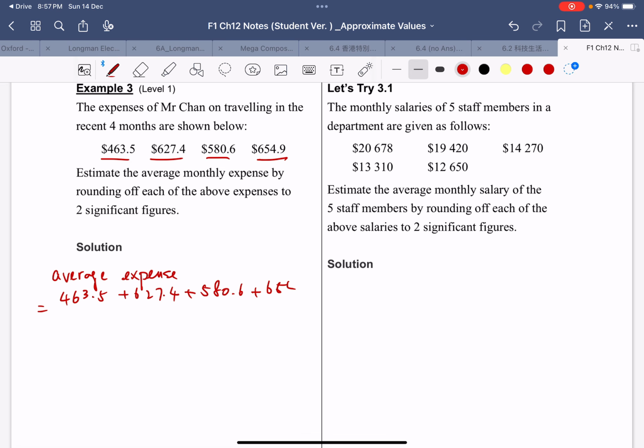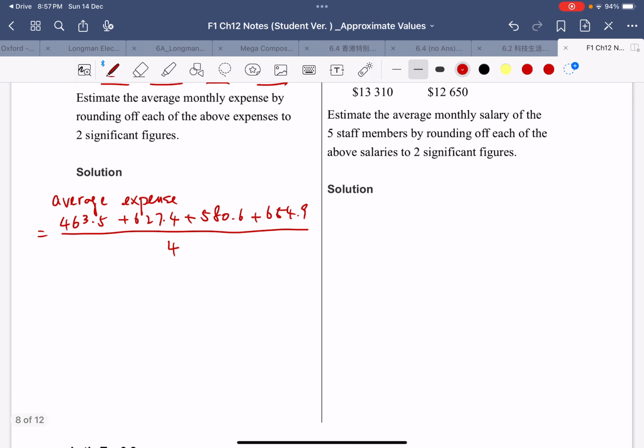Add up and divide by 4. And you're going to do a round off process, 2 significant figure, right? 2 significant figure is here, here, here, and here. And then round off, not up and down, but off, okay?